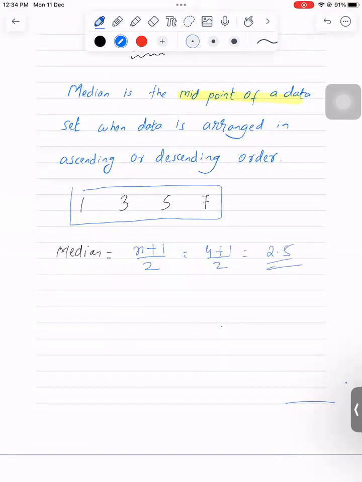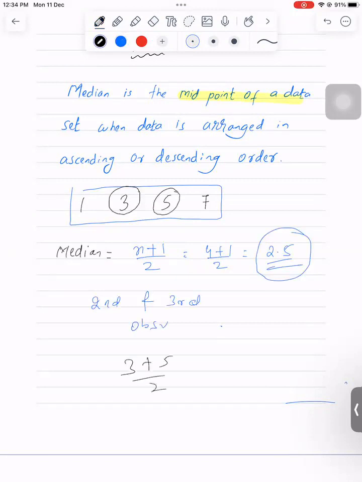Okay, 2.5 means the median middle value is between the second and third observation, because 2.5 falls exactly in between the second and third observation. So the second observation is 3, the third observation is 5. So what you need to do is add these two observations and divide by 2. So this is your middle value. The median is 4 in this case.